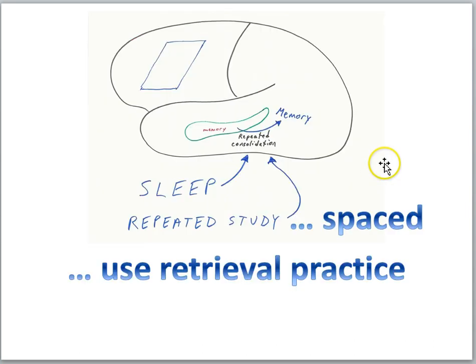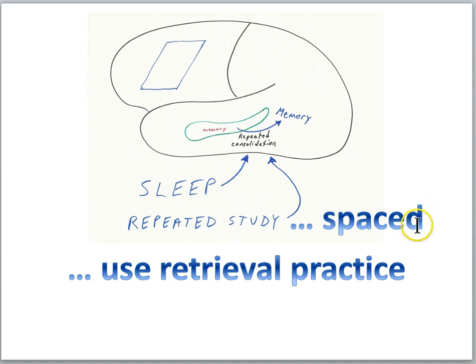So the implications for good study practices are the following. We have to set up repeated rounds of consolidation in order to strengthen cortical memory traces, which means we have to get sleep, because memory processing occurs during sleep. We have to do repeated study, and we have to space them out so that there's time for the biological process of consolidation to happen between study sessions.